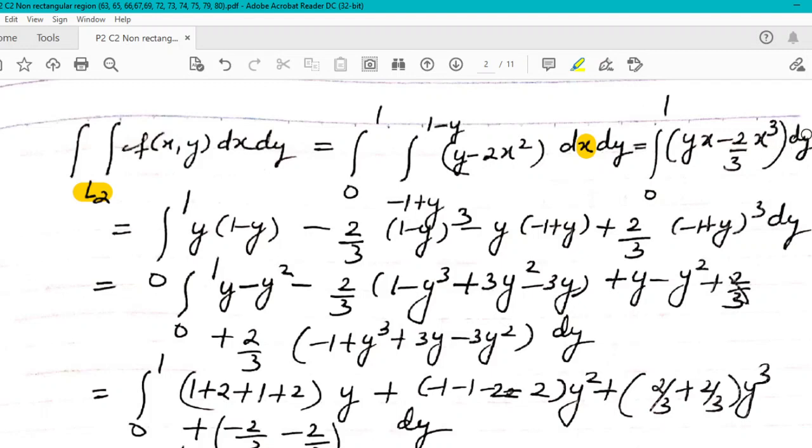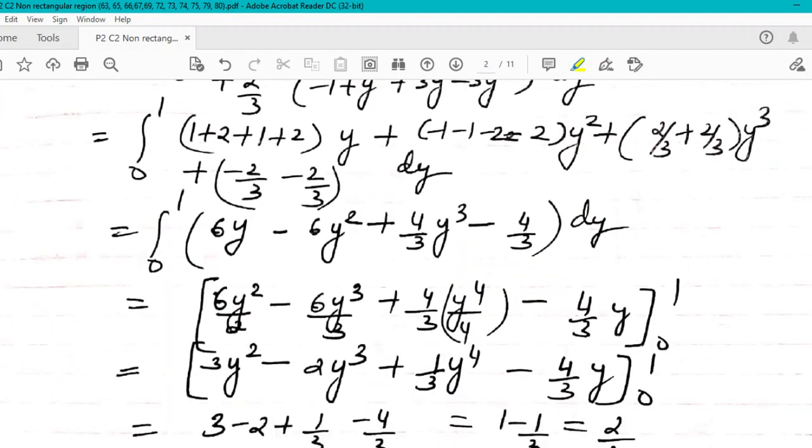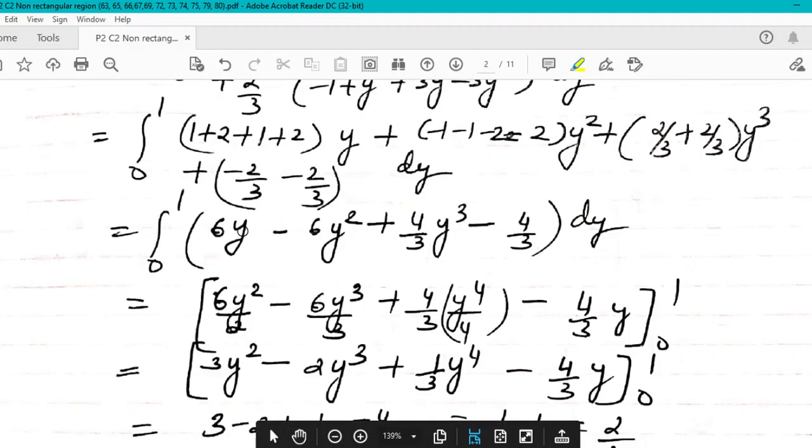Then you'll be doing, now we are having the upper limit and lower limit, that is minus 1 plus y and 1 minus y. You'll put the upper limit minus lower limit. You'll simplify it to the most. First put the upper limit and lower limit and simplify it in this form. After simplifying to this form, now you have to integrate with respect to y.